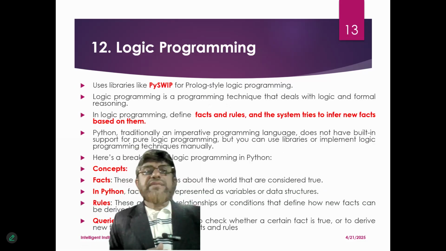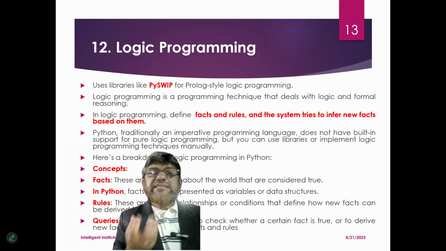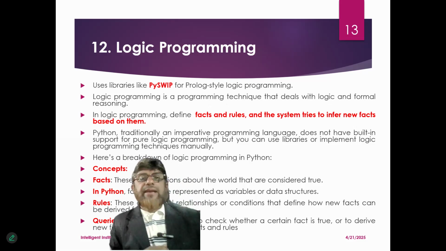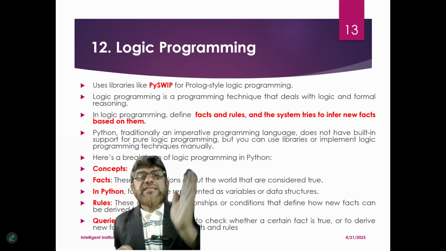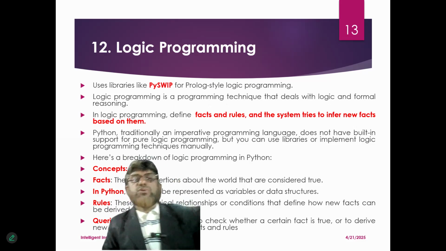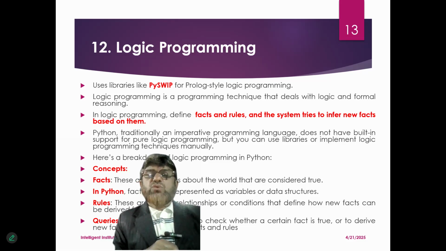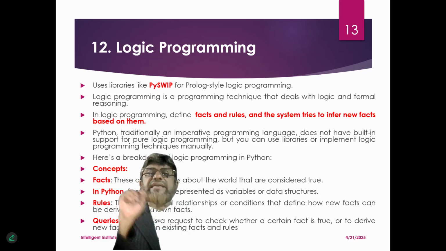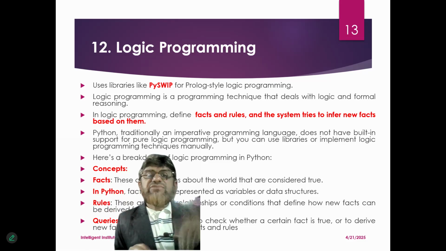Next technique we have is called logic programming. Basically, in this technique we use libraries like PySwip. This behaves like Prolog-style logic programming. Prolog in the sense that, with the help of artificial intelligence, we can make a program like FOPL, first order predicate logic. So it will be very useful.